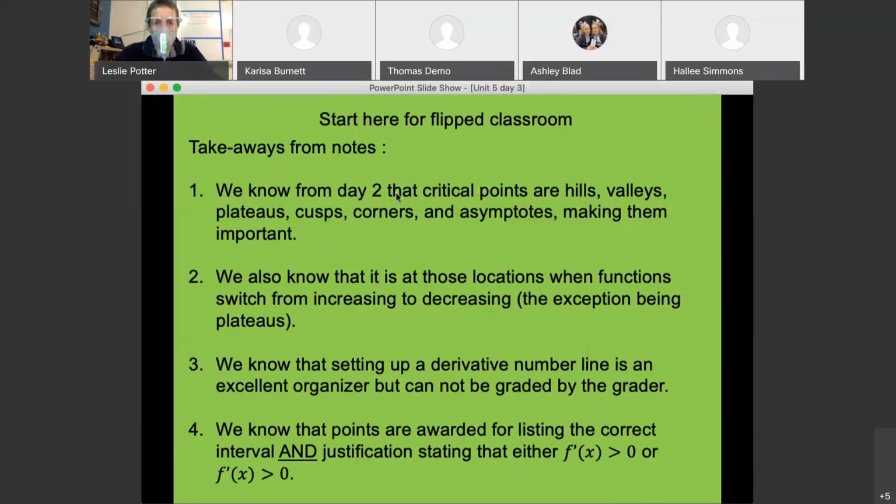So critical. We know that from day 2, critical points are hills and valleys, plateaus, and corners. We know that the derivative switches at all those locations except plateaus. Setting up the number line is super duper important. And we know that points are awarded for listing the correct interval and justification. So that's part of that 2-part component that I was talking about. Okay. So any questions about those takeaways?